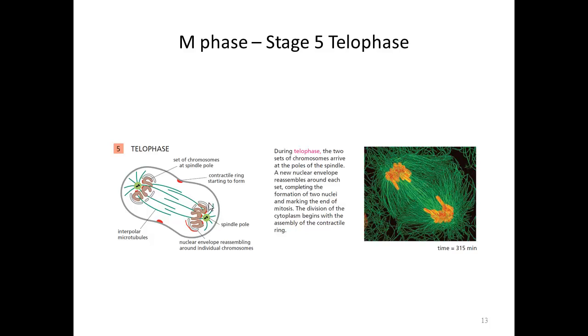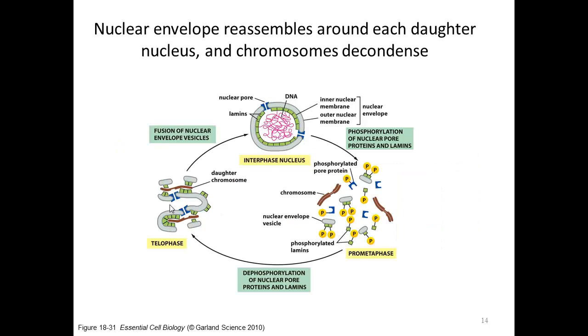The nuclear pore proteins and the lamins underneath start to reform the nucleus as an organelle, and a contractile ring of actin and myosin forms at the midpoint between the two spindle poles and will start to pinch on the cytoplasm, promoting cytokinesis.